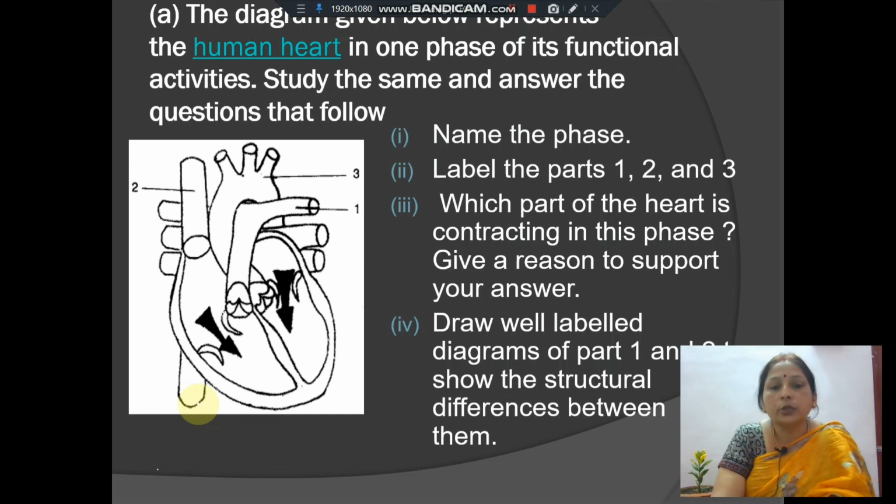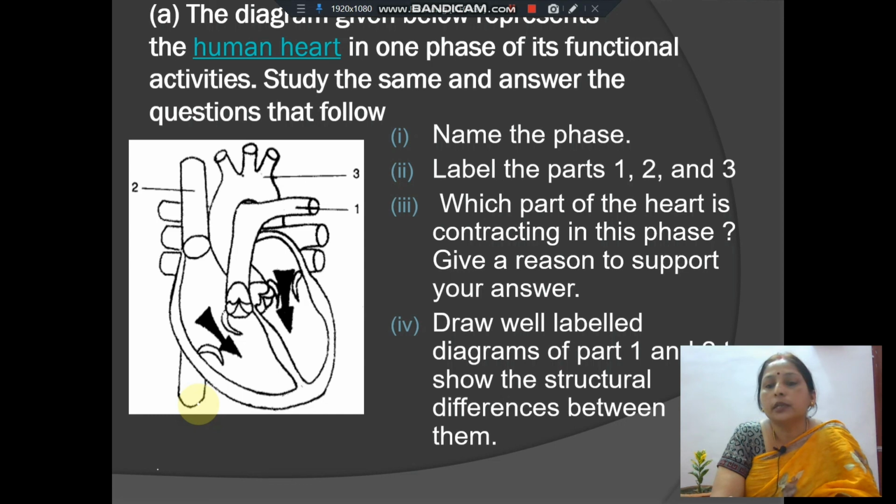Label the parts 1, 2 and 3. 1, as it sends blood from the right ventricle, is the pulmonary artery. Number 2 pours the blood into the right auricle, so it is the posterior or superior vena cava. 3 is the aorta. It receives blood from the left ventricle and sends it to distant parts.